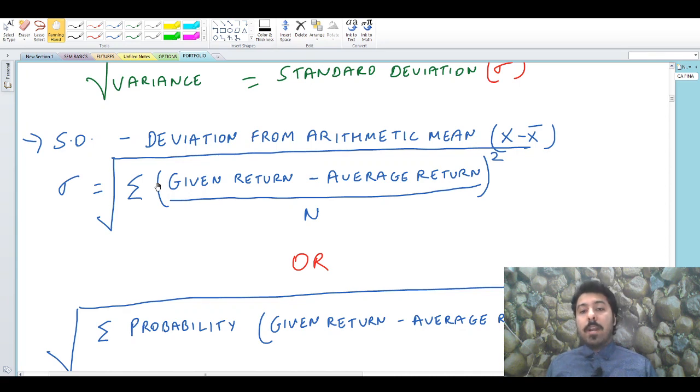Because it can be negative, x minus x bar. Take 8, 10, 12. See, 10 is the mean, so in case of 8 it will be negative, right? So we'll square it and divide it by the number of terms, and take the under root, since we have to calculate standard deviation instead of variance. Okay.